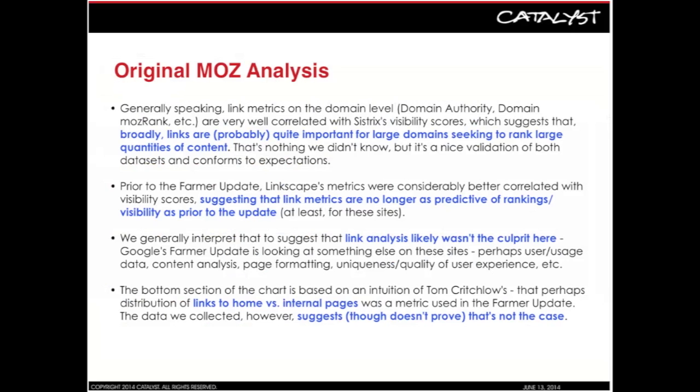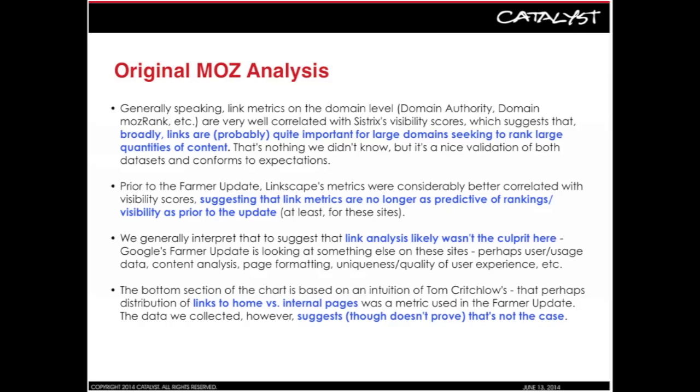So based on those winners and losers, Moz had a really great original analysis. This was done about a month or two after the first Panda hit. What they first looked at was the link metrics at the domain level. And they said that based on the Sistrix data sets, which we just looked at, it suggests that broadly, links are probably still important for large domains seeking to rank large quantities of content. So they basically had the same thing as we just said, where links are an important factor for big brand domains.